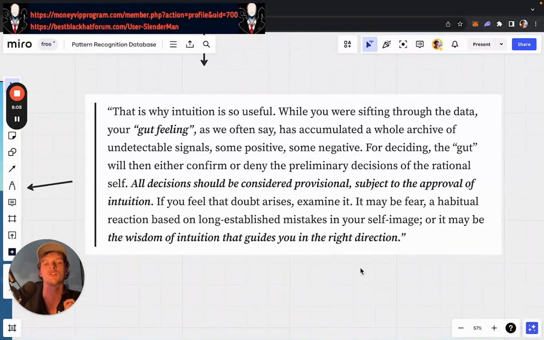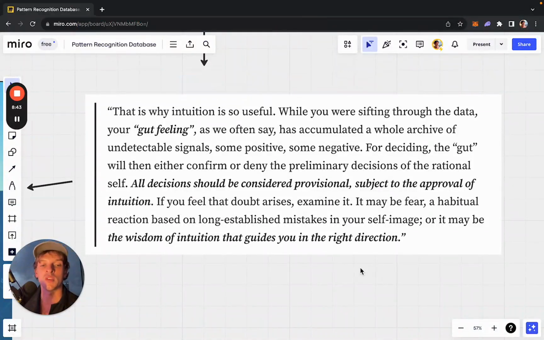That is why intuition is so useful. While you are sifting through the data, your gut feeling, as we often say, has accumulated a whole archive of undetectable signals, some positive, some negative. For deciding, the gut will then either confirm or deny the preliminary decisions of the rational self. All decisions should be considered provisional, subject to the approval of intuition. If you feel that doubt arises, examine it. It may be fear, a habitual reaction based on long-established mistakes in your self-image, or it may be the wisdom of intuition that guides you in the right direction.